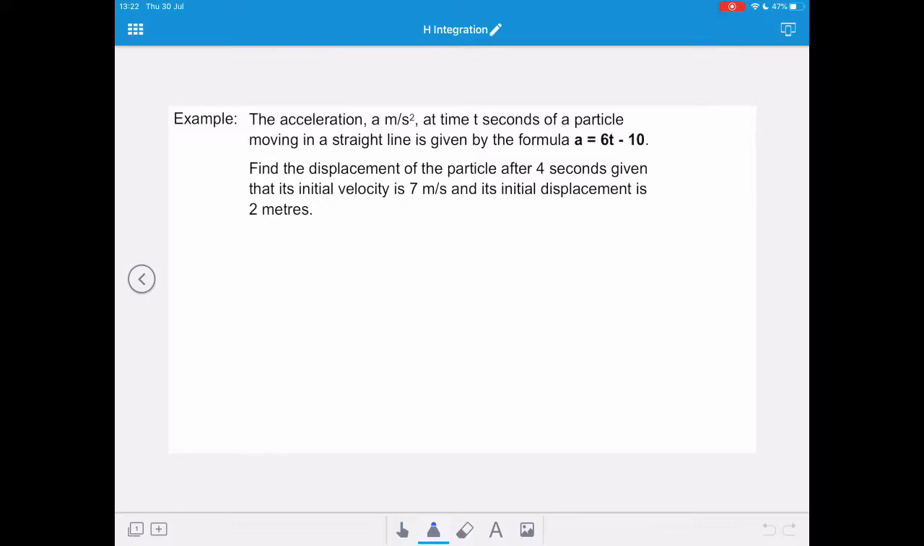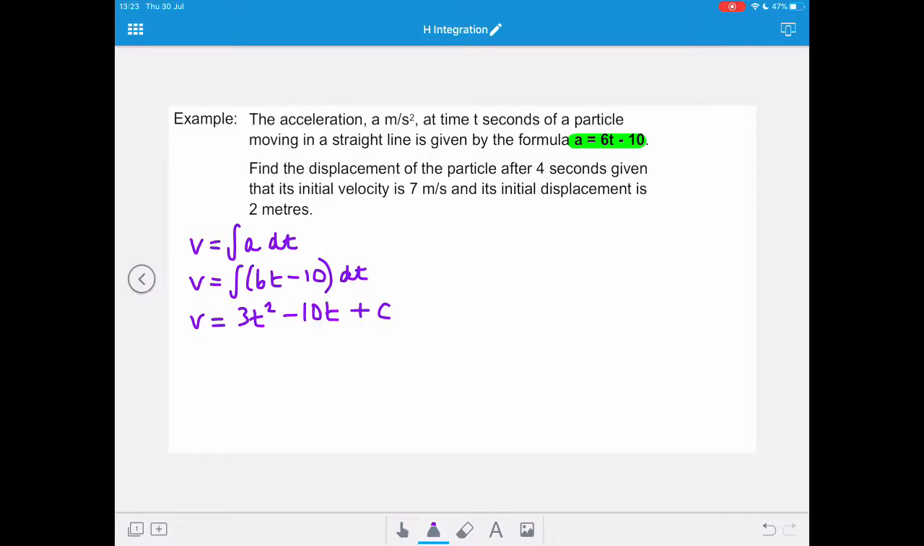So the first step is to find the velocity by integrating the formula for acceleration, which is given in the question as a equals 6t minus 10. So we know that the velocity v equals the integral of the acceleration with respect to t. So we can substitute in our formula for acceleration. So v is going to equal the integral of 6t minus 10 with respect to t. And v will therefore be 3t squared minus 10t plus c.